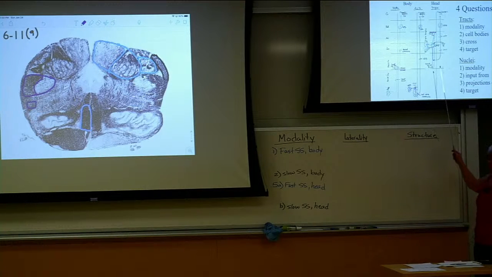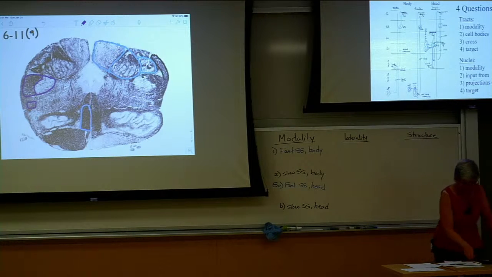Okay, and then new information. We have slow somatosensory information for the head at this level. We need to find the spinal or descending nucleus and tract of the trigeminal system. Okay, so let's go ahead and find them on our section.